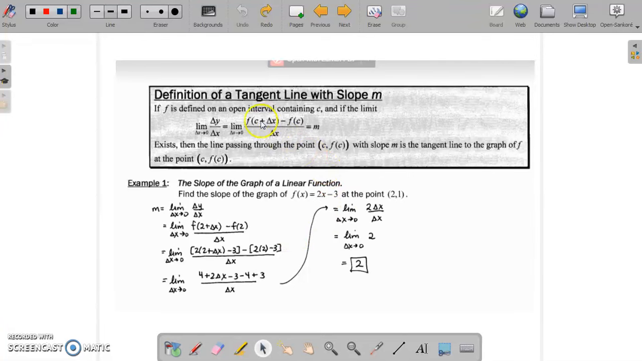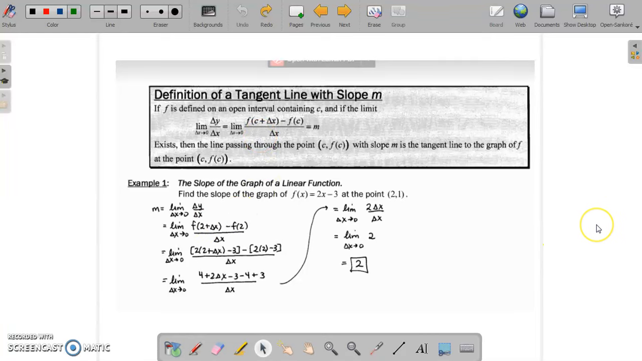Okay, so what we're going to do here is apply this limit formula to this function right here, 2x minus 3. Now we know by looking at this that this is a line, and the slope is 2, right? We can tell totally by looking at this. So we're going to prove that with this limit definition of a derivative. We want to know what the slope of the line is at this point, where x is 2. So our c is 2.